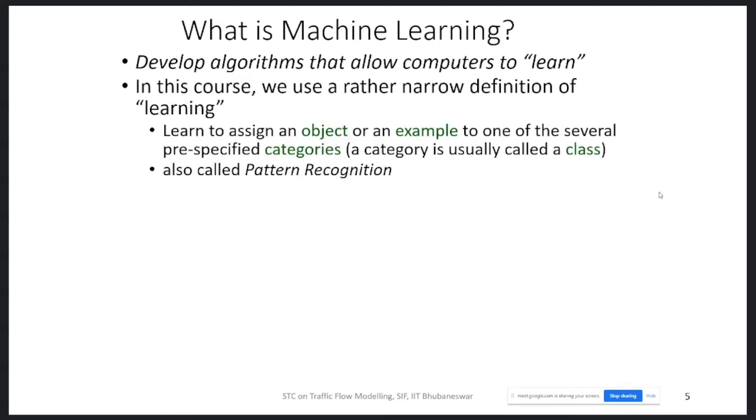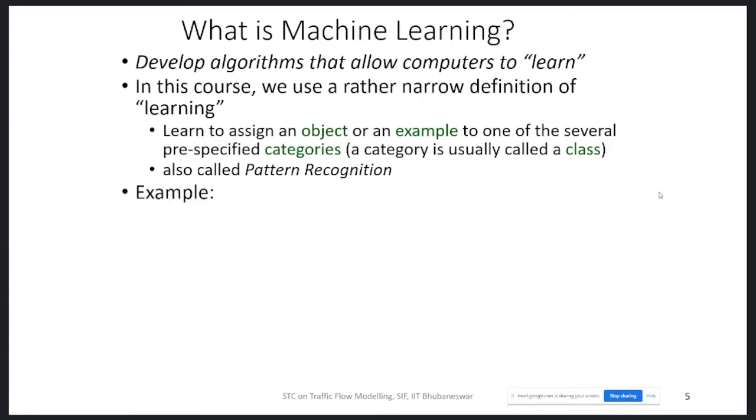In this particular talk today, or in this course, or FDP, we can assume a narrow definition. Like, learn to assign an object or an example to one of several pre-classified categories. This category can be anything. It can be a bus, it can be a human being, it can be a car, it can be any other object which you see. So the problem is actually a pattern recognition problem.